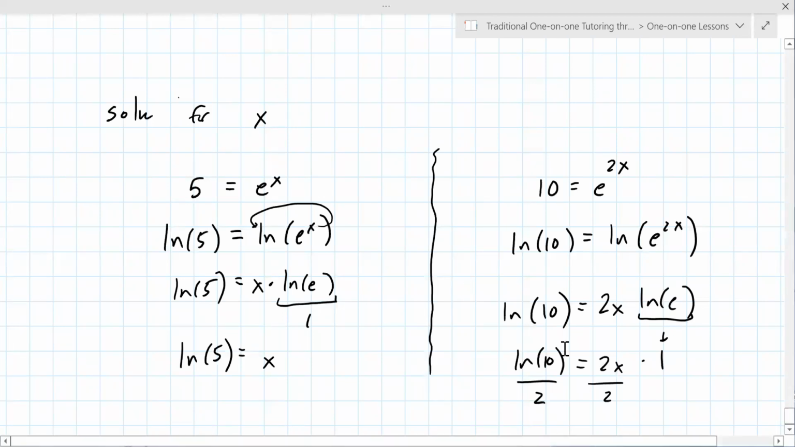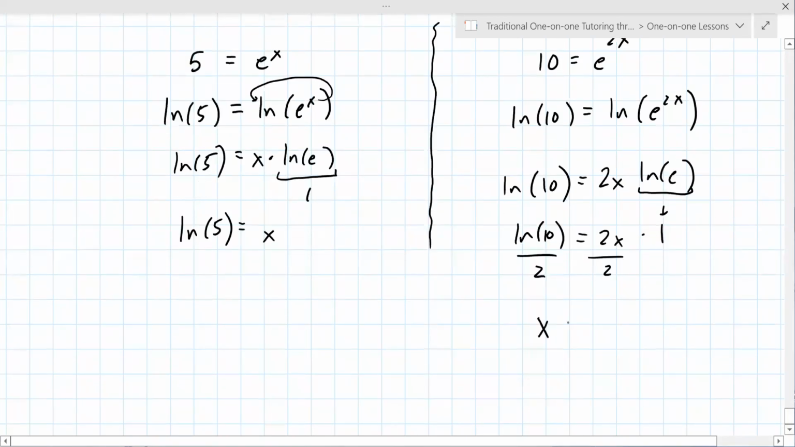What's uncomfortable is that you have to treat natural log of 10 like it's a number, even though it's got an ln. It's still a number. It's just not a nice number. So you have x equals the natural log of 10 over 2.